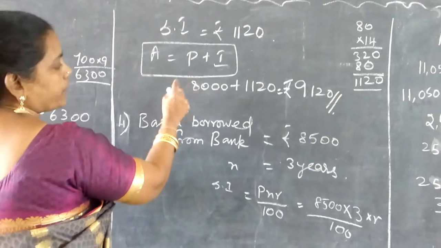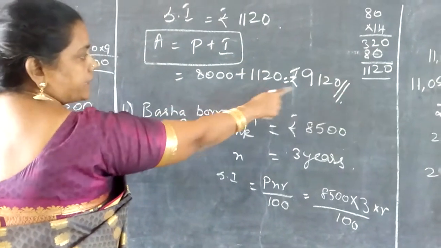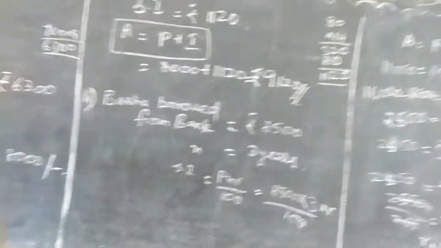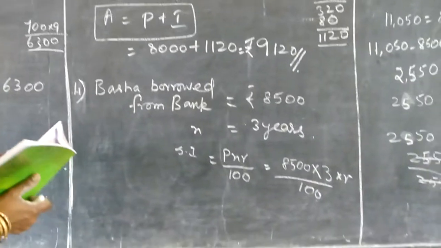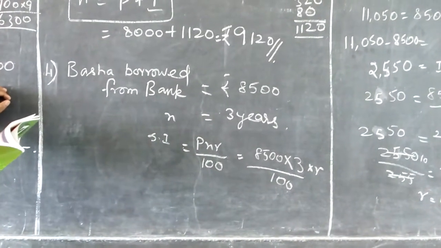Understood? So now we already have 8,000. This 1,120 is added and our value is rupees 9,120. Then the third question is the same kind of question, so you can take it as homework. Now we will go on with the fourth question.